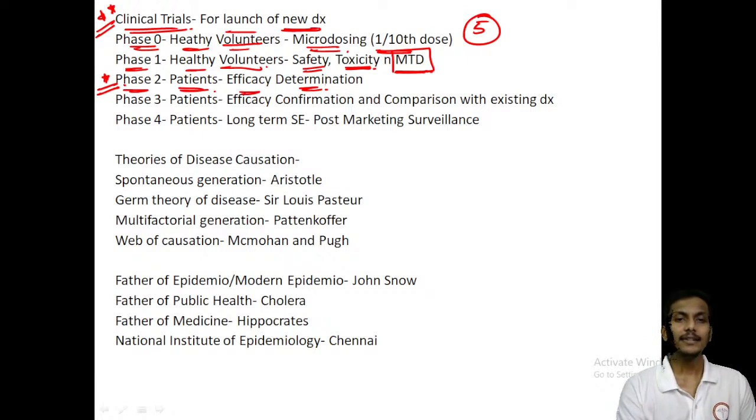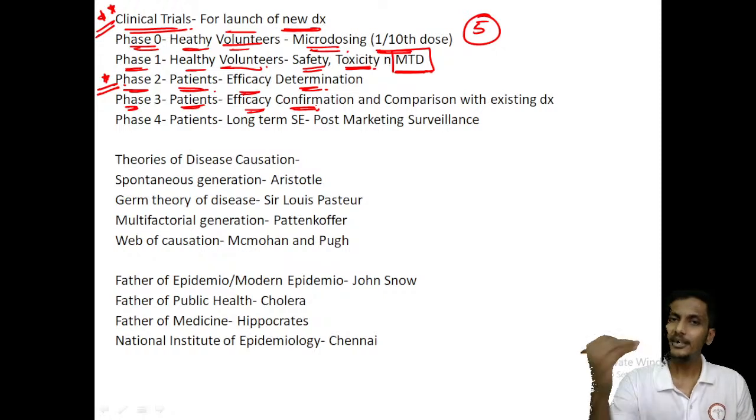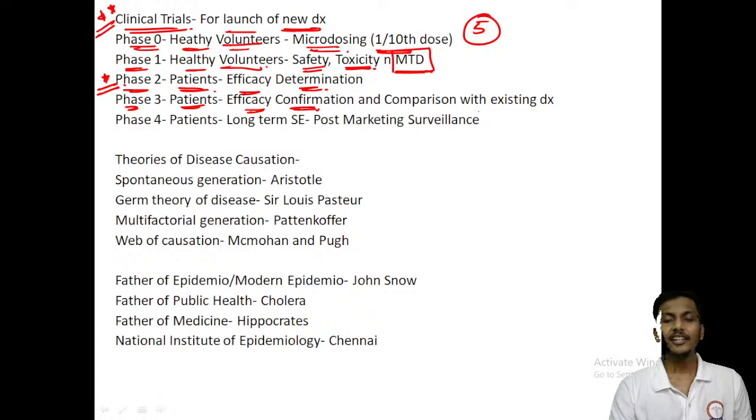याद रखना. Next is your phase 3. Phase 3 में also the unit of study would be patients. So phase 2 onwards the unit of study are your patients. Phase 3 is used for efficacy confirmation. The efficacy was determined in phase 2, but it is confirmed in phase 3. Also in phase 3 we compare the newer drug with an existing drug.